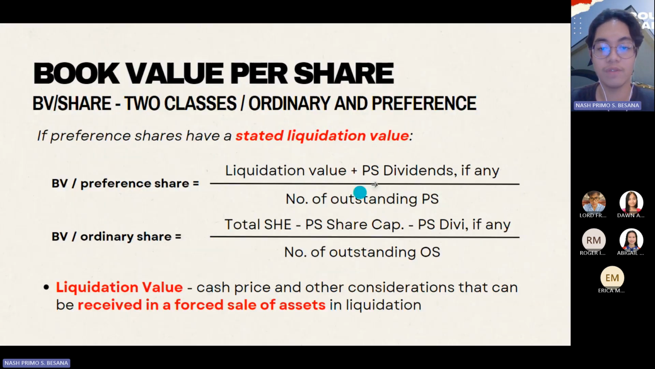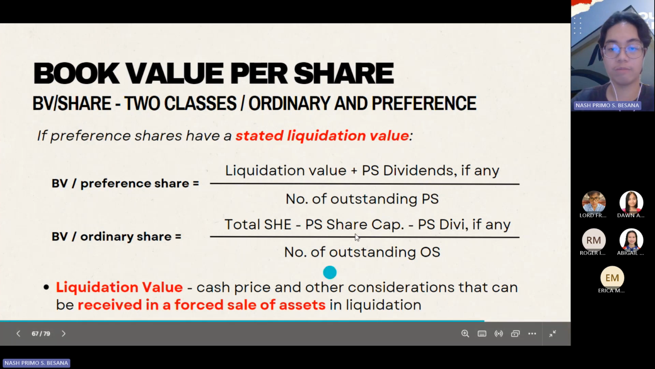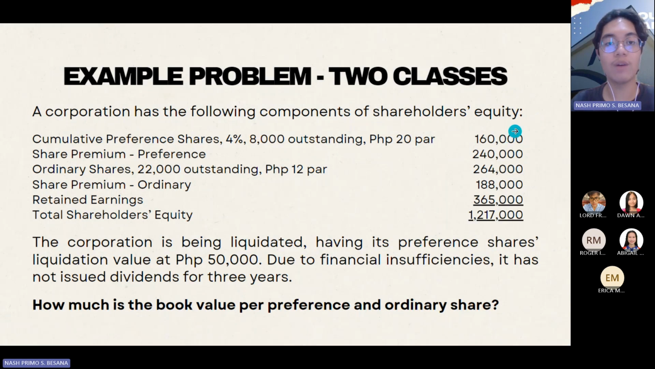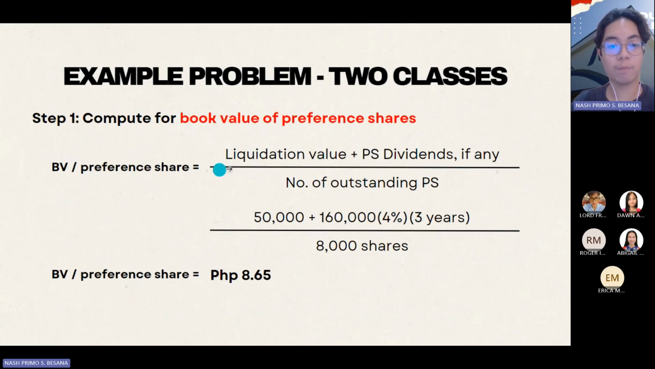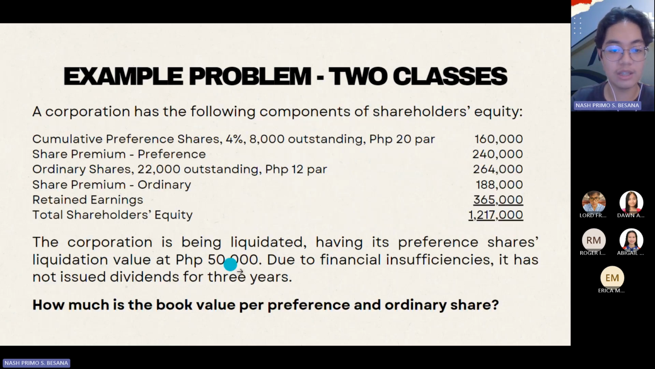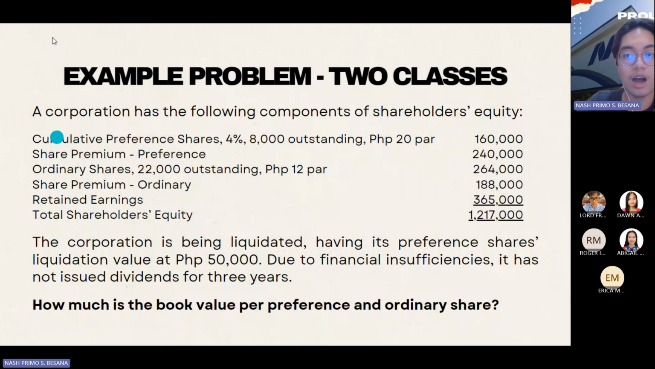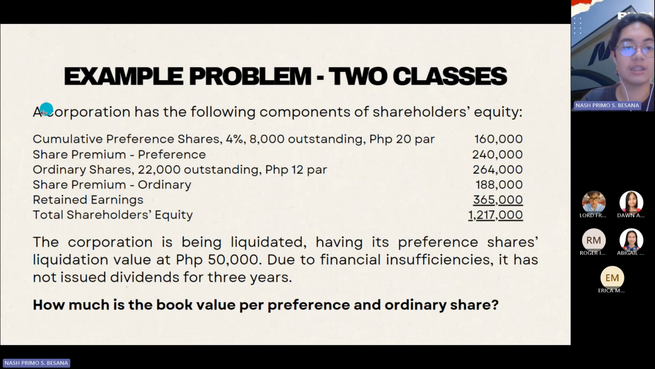So we would use this formula, itong dalawa. So first of all, ang i-compute nga muna again is book value per preference. So book value per preference, liquidation plus dividends if any, divided by number of outstanding preference shares. Liquidation value is this one, 50,000. Preference dividends. Now, paano nga ba natin i-determine yung dividends? Depende sa type ni preference share. In this case, cumulative siya. So we would also recognize yung dividends na hindi na-issue from the past. Or in other words, yung dividend in arrears.